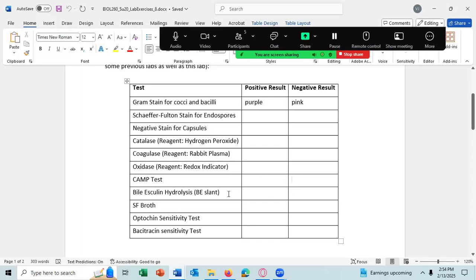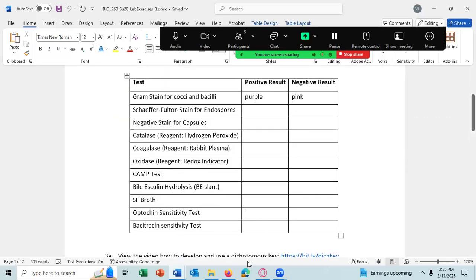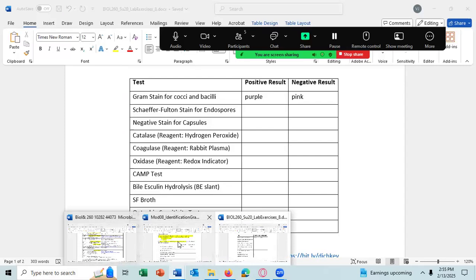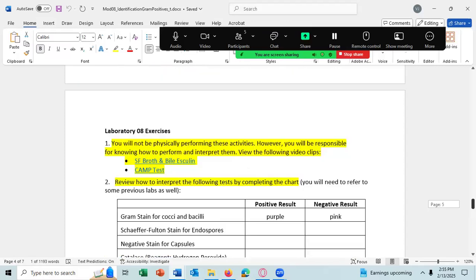For the bile esculin hydrolysis test, you can give the color of the positive result and the color of the negative result. For the SF broth test, you give the color of the positive result and the color of the negative result. For the optochin sensitivity test, give the positive result, which is more than just a zone of inhibition. You have to say what the size of the zone of inhibition is. Let me go to the lab module there. And which one is that? Is the oxygen sensitivity test.